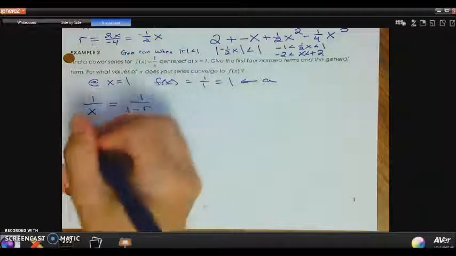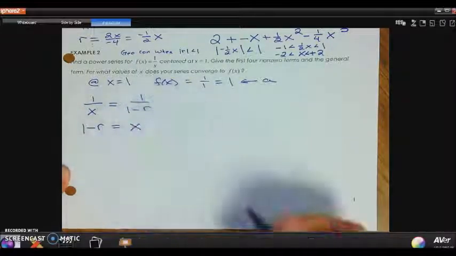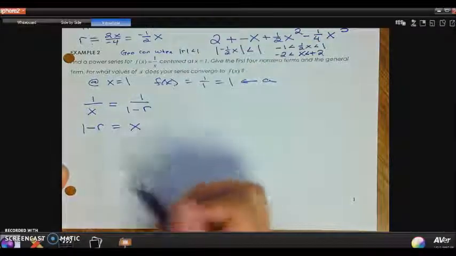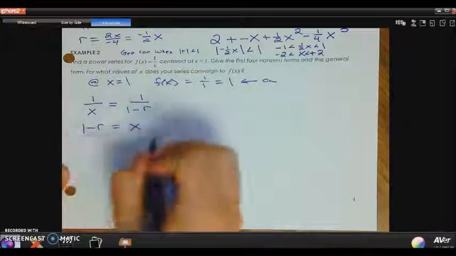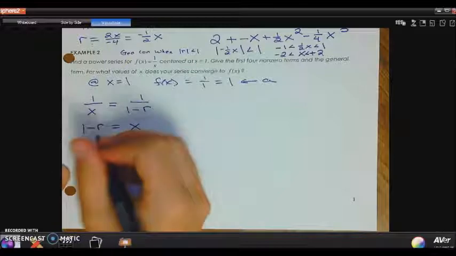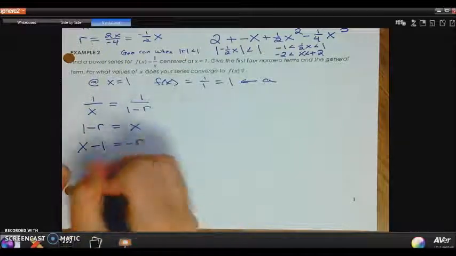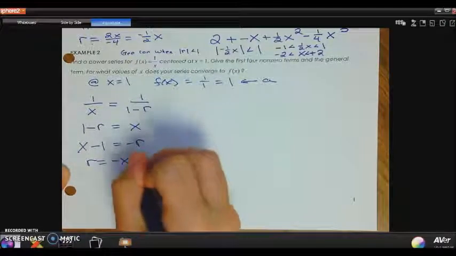You cross multiply. This one's even easier than the first one. Maybe I should have done this one first. So you get to here. And again, I want r by itself because that formula has it as the r. So to get r by itself here, you can add r to both sides and then subtract x. Either way, I think you get x minus 1 equals negative r, or you could write it as r equals negative x plus 1.